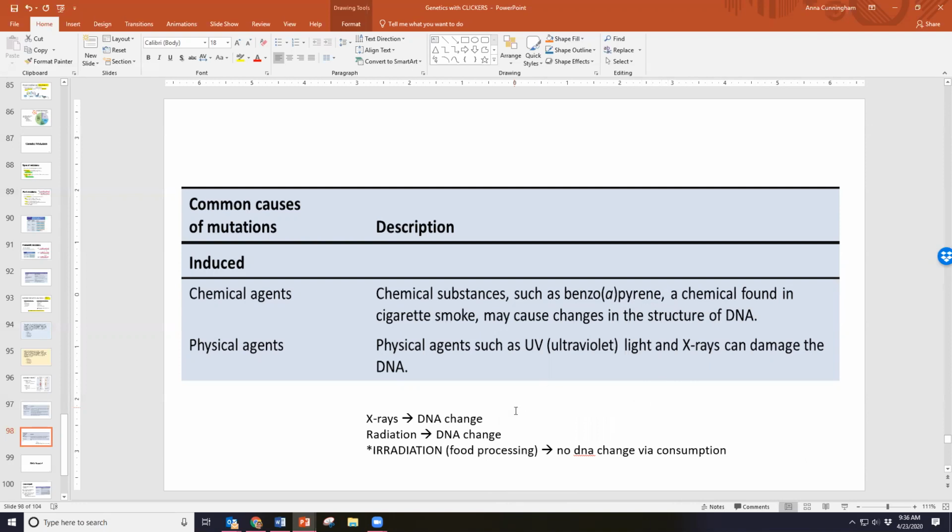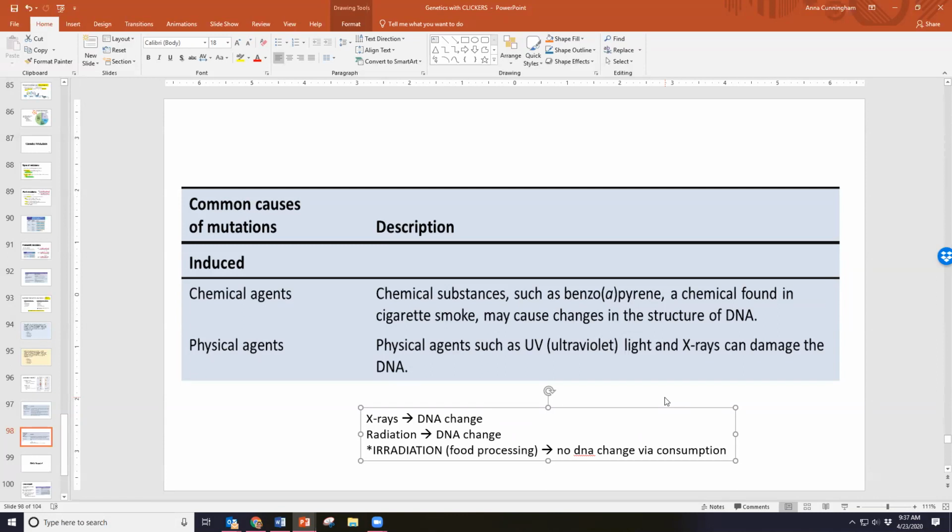So I mentioned that because X-rays can lead to DNA change. That's why when you go get an X-ray, the X-ray tech wears all the equipment. Your doctor really shouldn't recommend getting X-rays unless there's a really important reason. Radiation can cause DNA change.